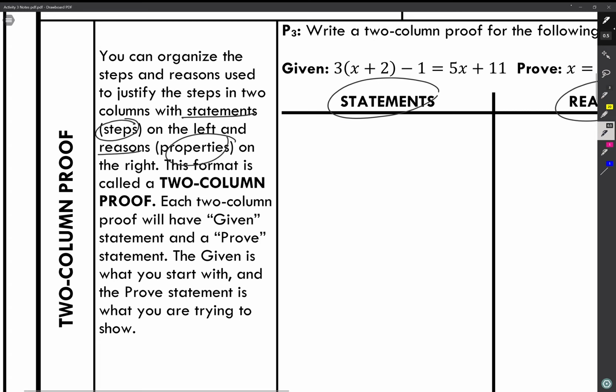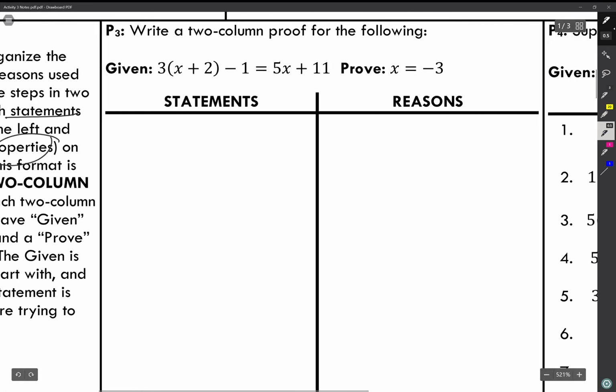Each two-column proof will have a given and a prove statement. The given statement is what you start with. So basically the equation we're trying to solve is what we call the given statement. And then the prove statement is the solution to the equation. Okay? And that's what we're trying to show.